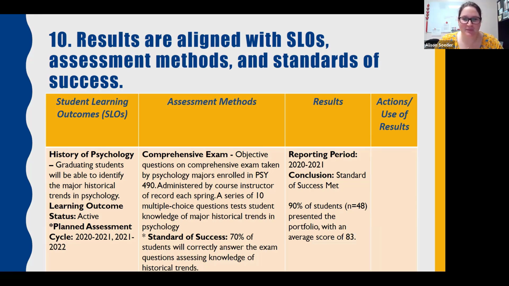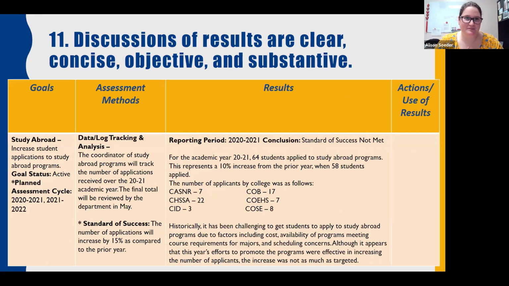So, all right, number 11. So this one is still longer. So this rubric item, we're looking at discussions of results are clear, concise, objective, and substantive. So for this example, the goals and assessment method columns are still important, but we're going to be focusing on the results discussion. So definitely read through those two left columns just to provide that orientation and familiarity, but focus most of your time on the results discussion itself, and then determine if you as a reviewer would give this an E, an A, or an R, if you feel that the results are clear, concise, objective, and substantive.